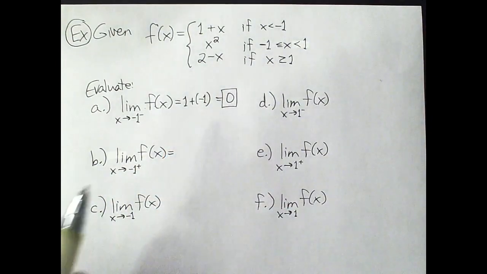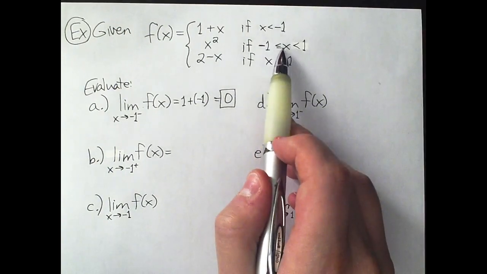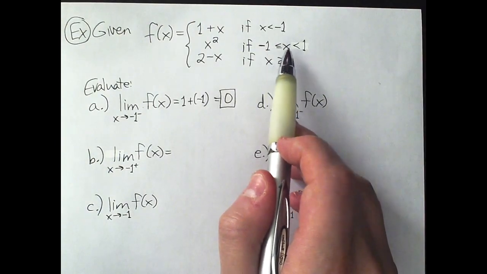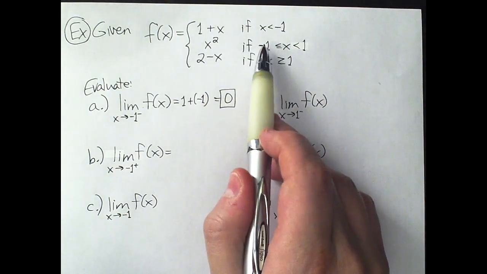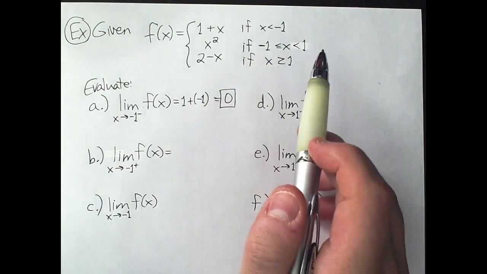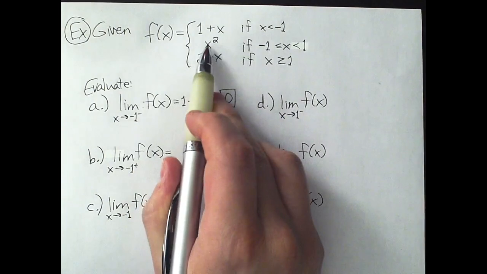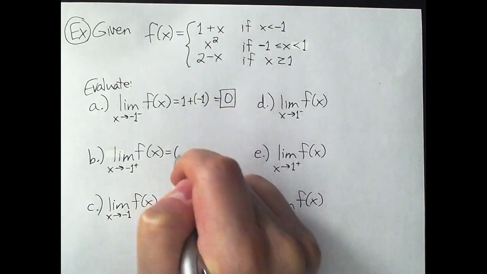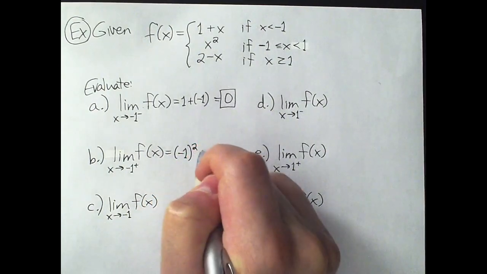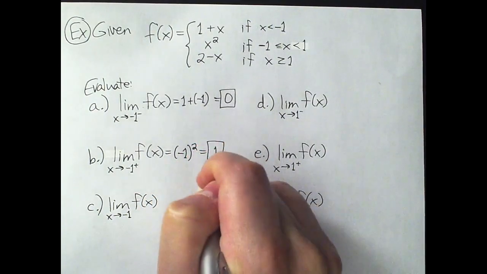Next part, we're still approaching -1, but this time we're approaching it from the right. If we're a little bit to the right of -1, it means that we are a little bit larger than -1. If we're a little bit larger than -1, then we are in this middle rule. f of x equals x squared if x is between -1 and +1. So what happens to x squared as x goes to -1? It becomes -1 squared, which is 1.